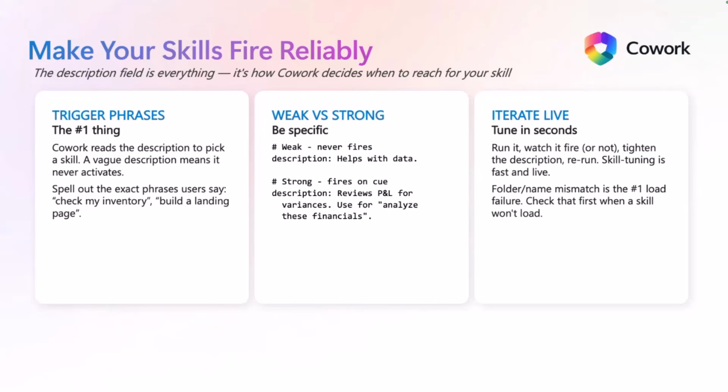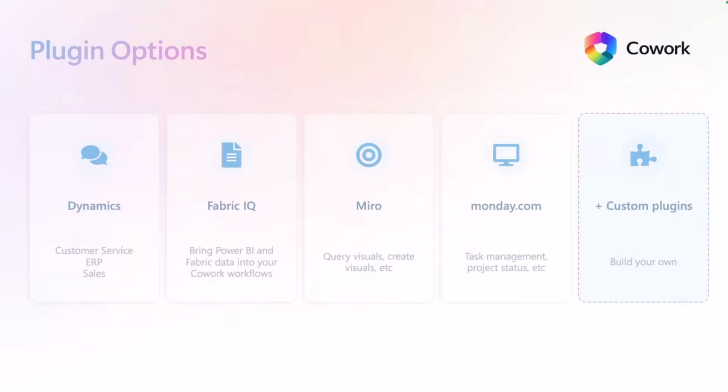And then also, don't expect to build a skill and have it just work automatically, exactly as you want it. That's just not how the real world works. You're going to iterate and you're going to constantly change these files. They're living, breathing files that you can reference and change as time goes on. So watch it fire, see what it does, change just one little thing at a time, rerun it, and tune that fast and live, and that'll help you there. And again, that folder name mismatch is the number one cause of load failure. So make sure to check that out if you're having any issues.